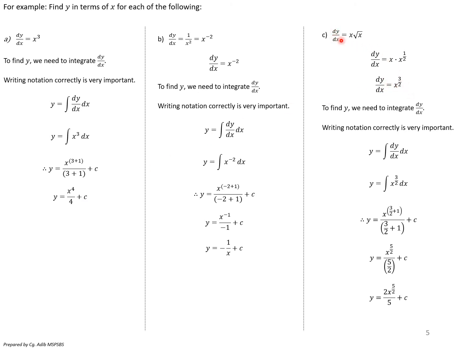So the next one, let's try the example C. So you have dy over dx equals x times the square root of x. So this is just indices. Simplify this into this term. Alright, so when you want to integrate it, just plus 1 and plus 1. Done here. So you have to have adequate mathematical skills, algebraic skills, and indices skills to change from this form into this. Okay?